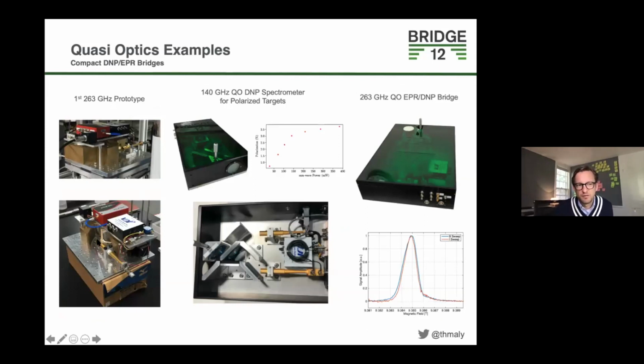You see our quasi-optics are smaller. We now use a 2.5 inch by 2.5 inch cube size, and so this whole system fits in this little box. This is a system that is used for polarized targets at the University of New Hampshire, at 263 gigahertz.